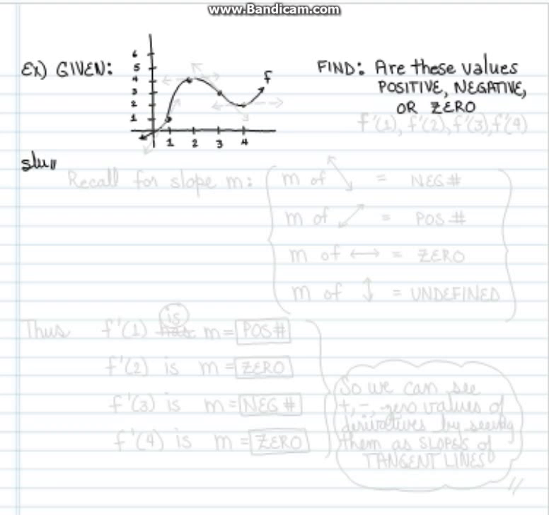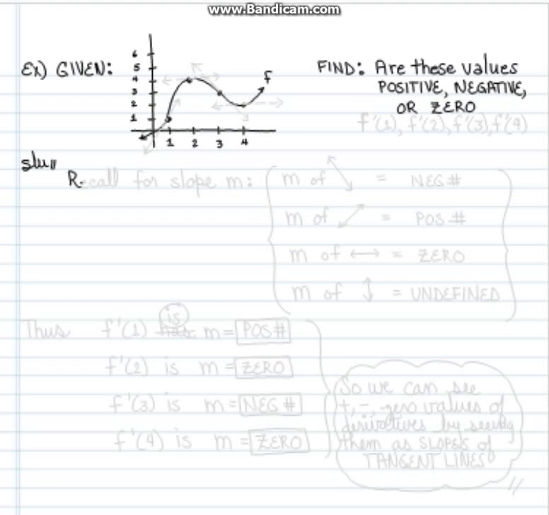So the first place where we're going to check to see if this function is positive, negative, or zero is the derivative of f at x equals 1. And that's written as f prime of 1, and then we're going to check for the derivative of f at x equals 2 to see if that's positive, negative, or 0, and then the derivative of f at x equals 3 and at x equals 4.